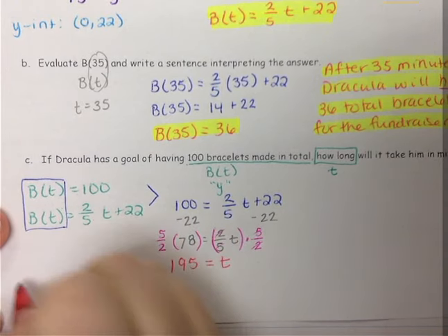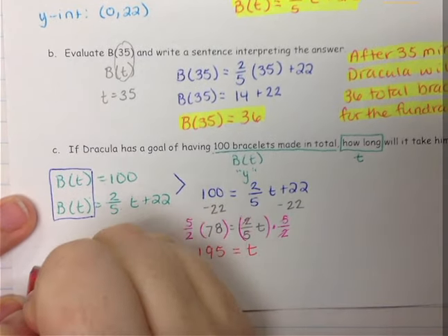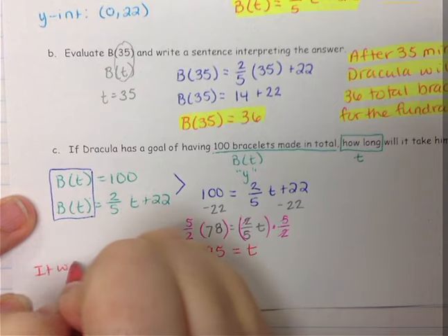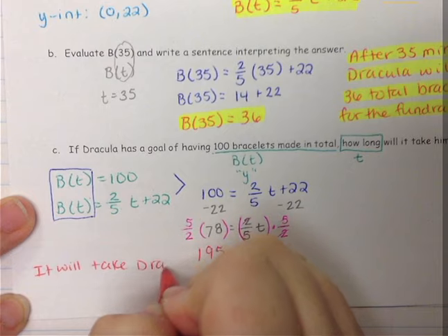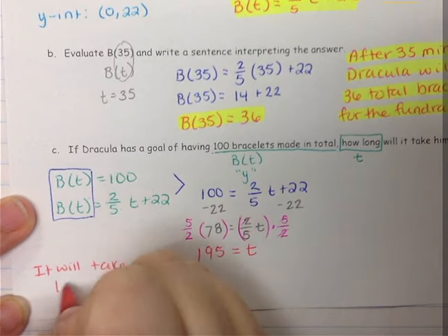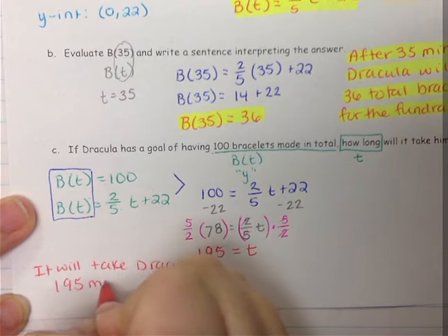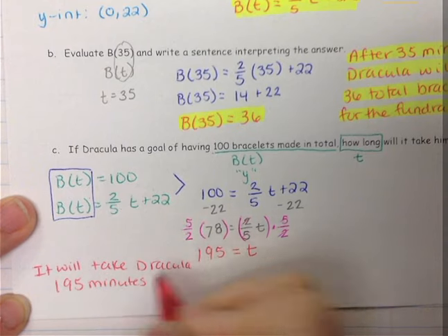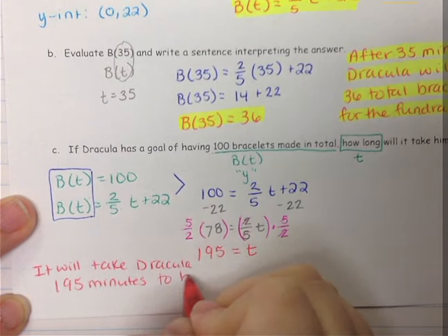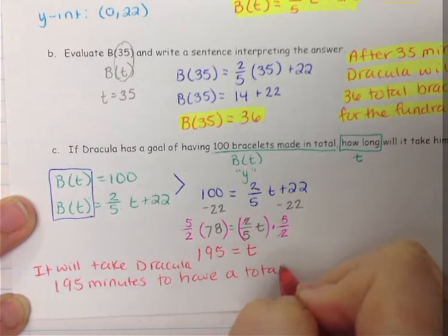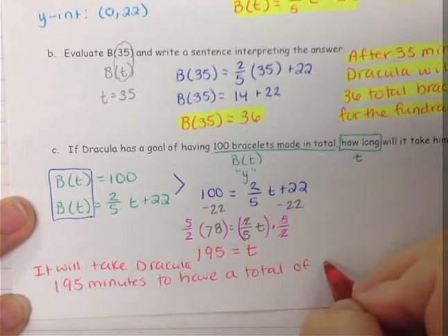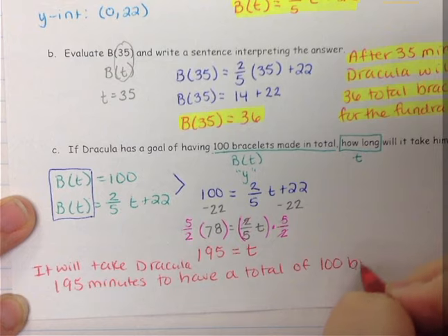So I'm going to write a sentence. It will take Dracula 195 minutes to have a total of 100 bracelets.